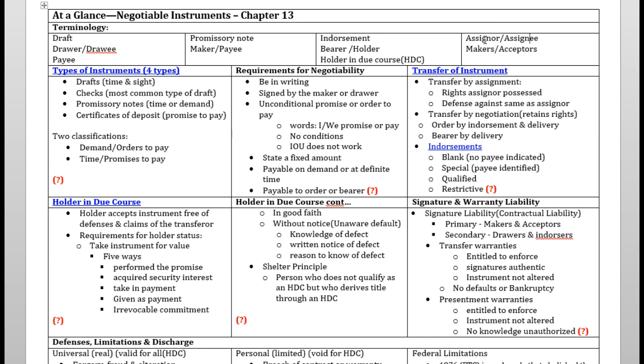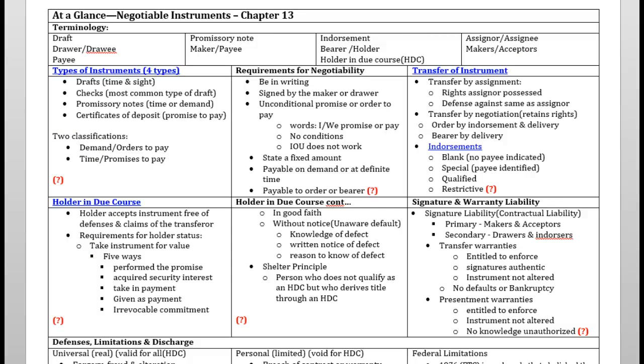Then we have the assignor and the assignee up here. These are from previous chapters. I just wanted to do a really quick overview. I could assign my instrument to somebody else, and they would be the assignee. And we look at that down here with the transfer of instruments. And then you have makers and acceptors. And it kind of sounds like nursery rhymes, doesn't it?